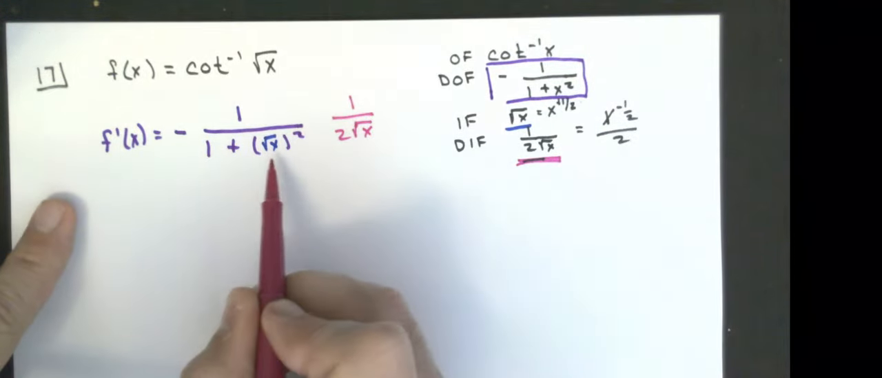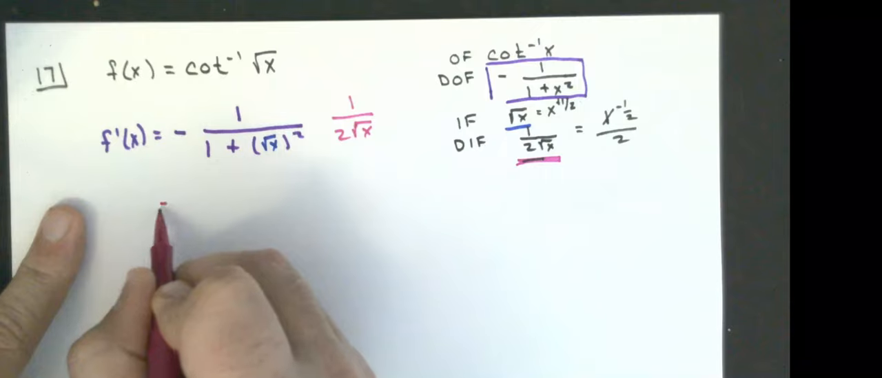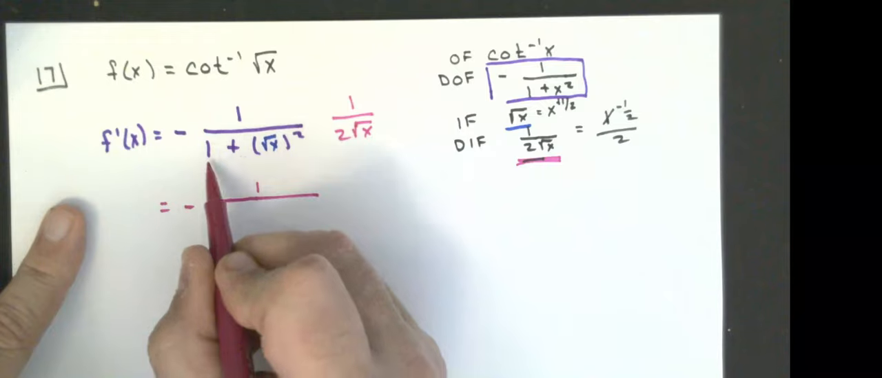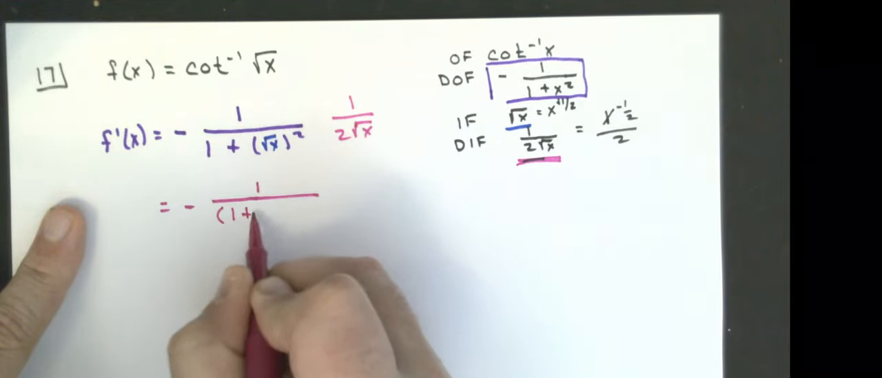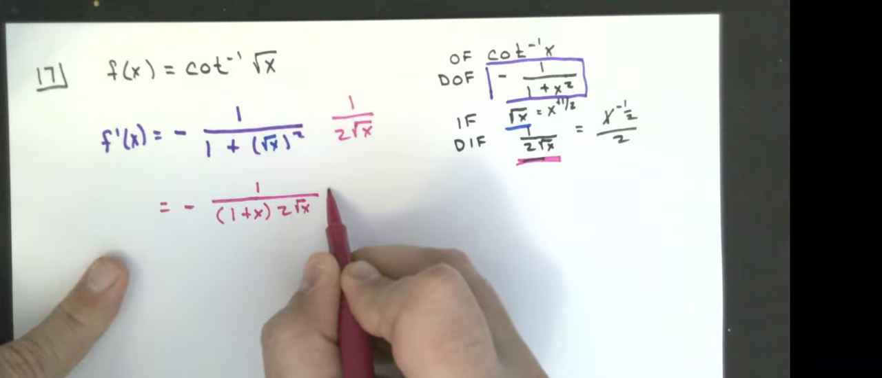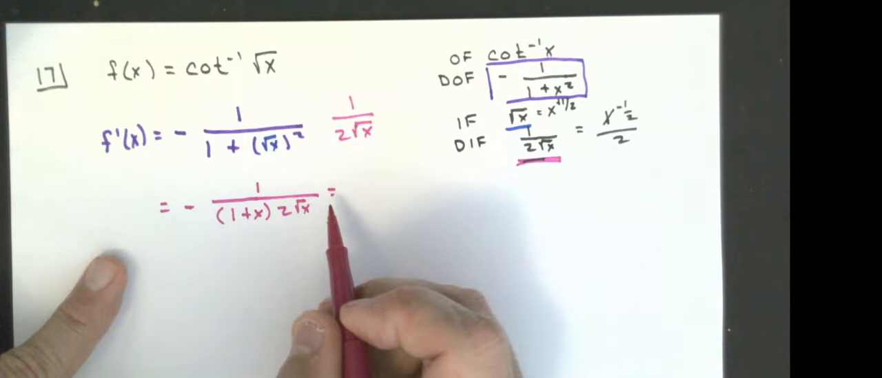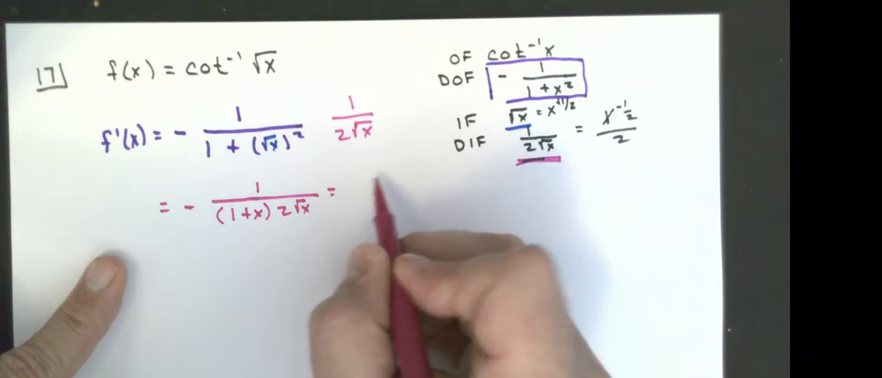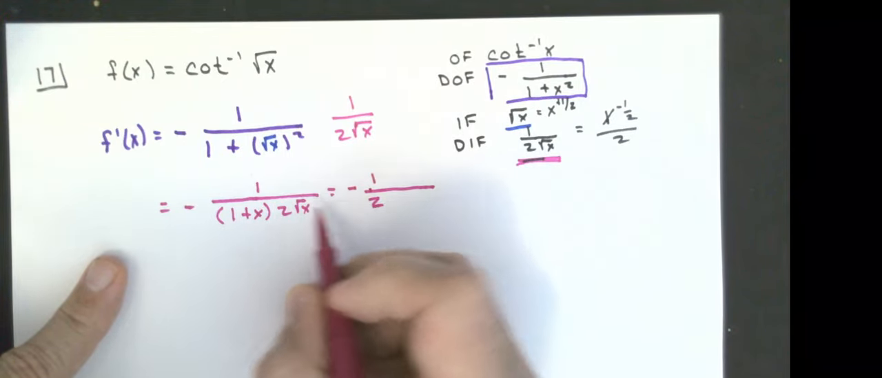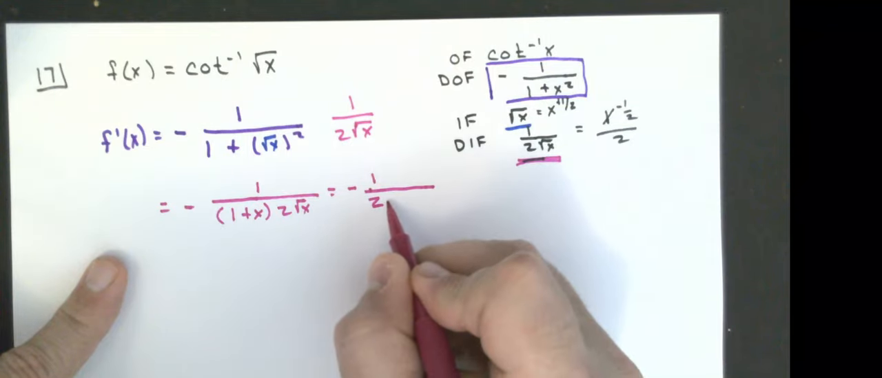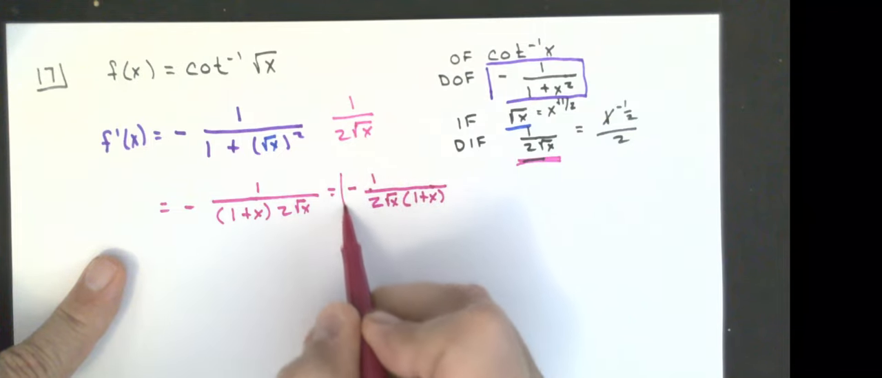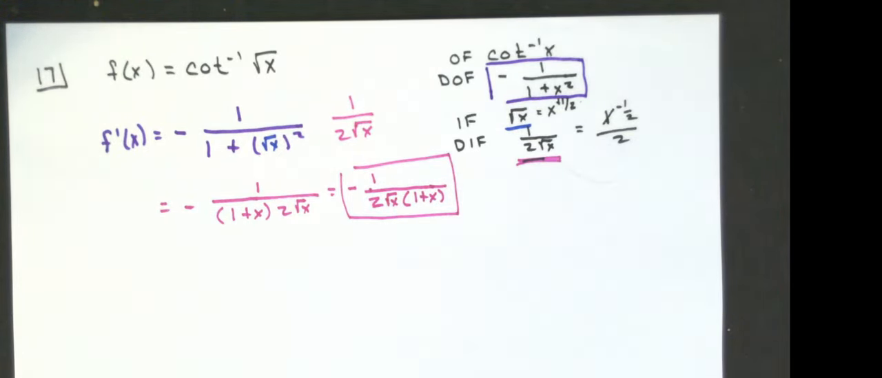So I have some cleanup here. So I have the negative 1. This is going to end up being 1 plus x. And I have a 2 square root of x here. What I'm going to do is just bring that 2 out in front, and I'm going to leave it factored. 1 over 2 square root of x times 1 plus x. And that will be my final answer there.